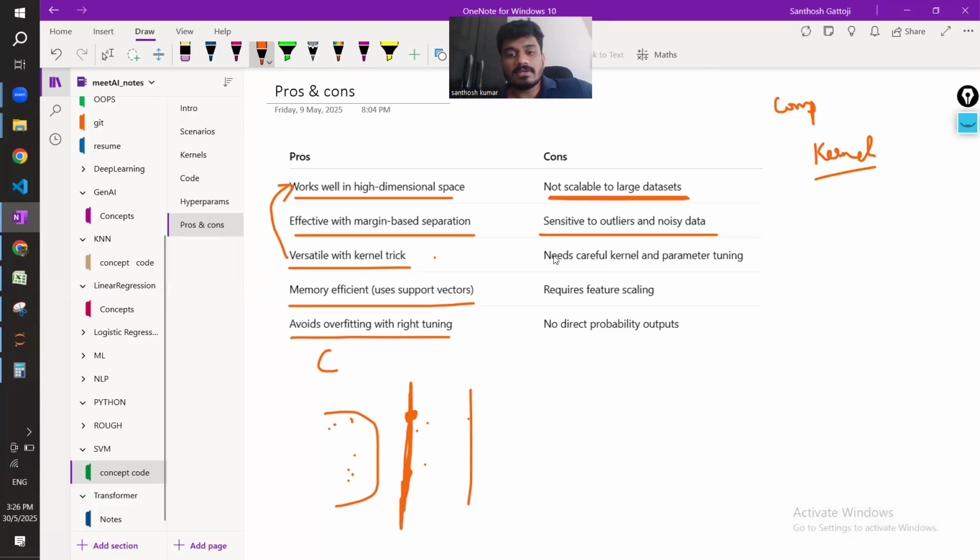The problem is if you have outliers. For example, you have a data set and you have one data point here. If this is an outlier and you're not checking it, the model will consider this as a perfect point and draw a hyperplane over here. That is not proper, because this is an outlier, not the actual point. That's why it is sensitive to outliers and noisy data.